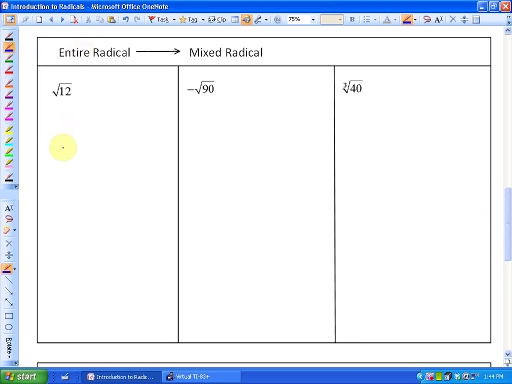So for the first one, you may notice that 12 has a perfect square of 4 in it, which is square root of 4 times square root of 3, and the square root of 4 is just 2, so it would be 2 root 3.